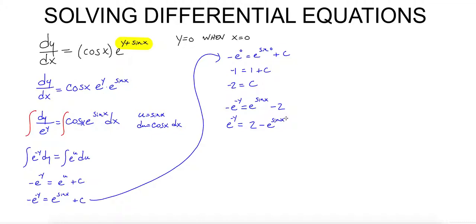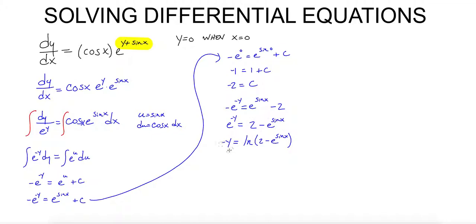And now I'm going to take a natural log of both sides. So on the left, I'm just going to get a negative y is equal to the natural log of, this is going to be 2 minus e to the sine x. Okay, again, notice when you do your natural log of both sides, this is not natural log of 2 minus natural log of e to the sine x. Right? I'm not distributing natural log. I'm taking natural log of the entire side.